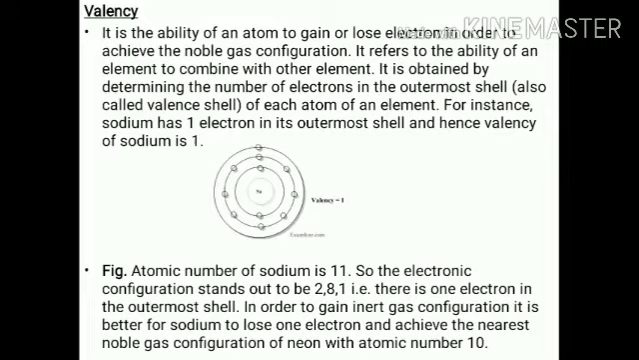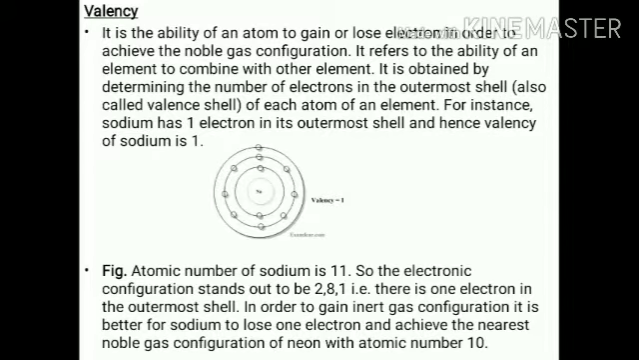Suppose an element has 7 electrons in the outermost shell, then it wants to convert to 8 electrons or 0 electrons. It wants to convert into 8 electrons, so it will take 1 electron for the noble gas configuration and become stable. The number of electrons shared for gain or loss is called valency. That is called valency.